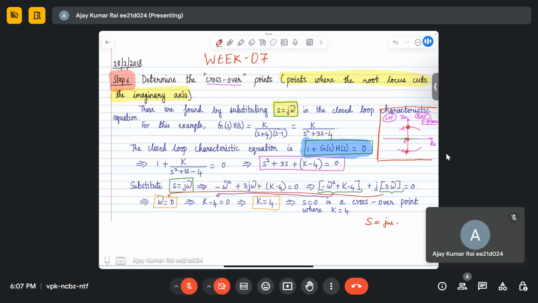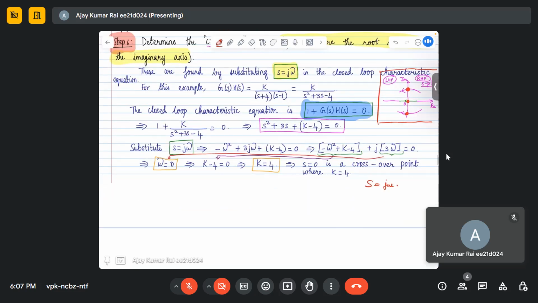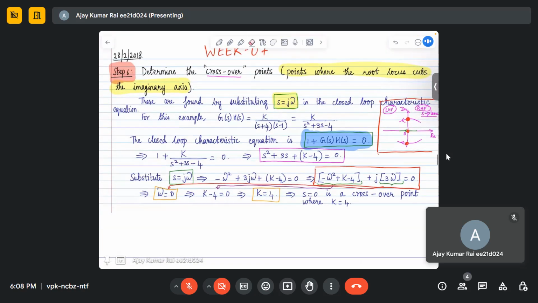So we'll be finding roots of the characteristic equation on the imaginary axis by putting S equal to j omega, okay. So you will be getting an equation like this. The imaginary part and the real part should each be equal to 0, okay. So based on the value of omega we'll calculate the value of k.